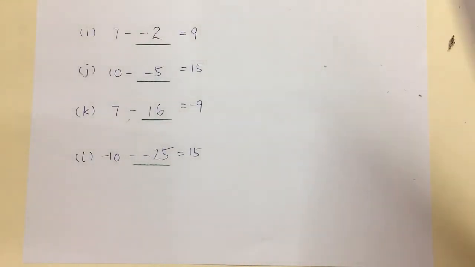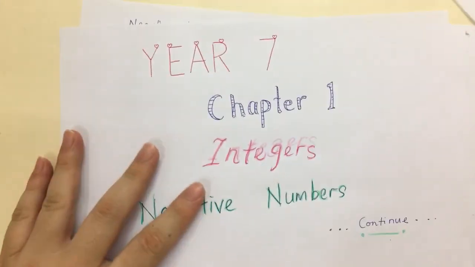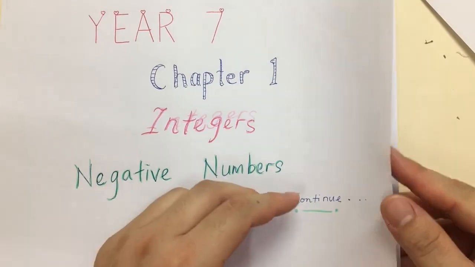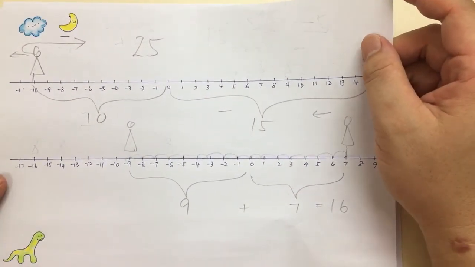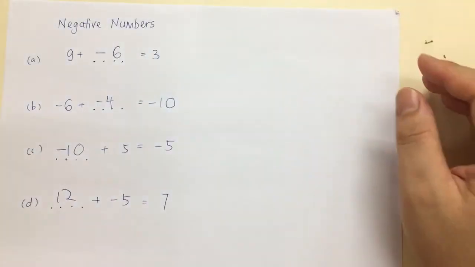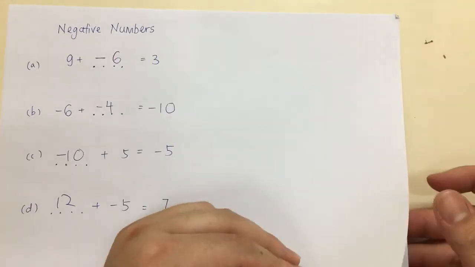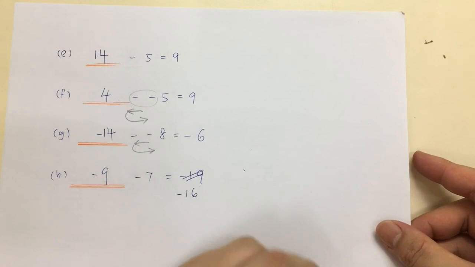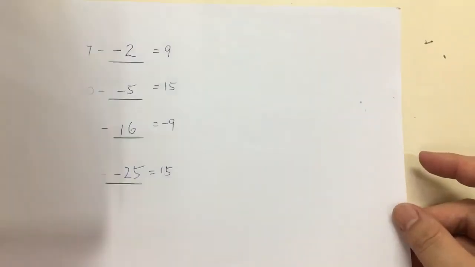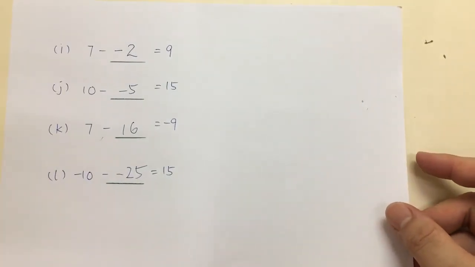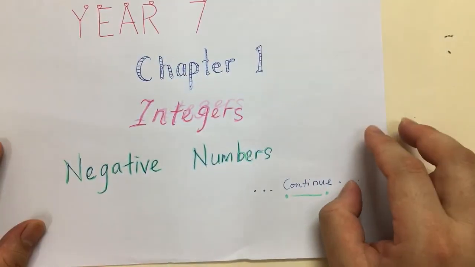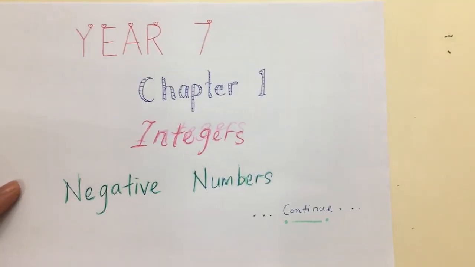Okay, come, let's have some division. This is Year 7, chapter integers, and we need a number line to help us to move. We still have one last part for this negative number. Stay tuned. This is 1.2 and the next will be 1.3. Thank you.